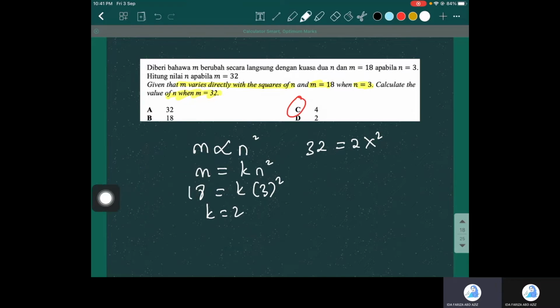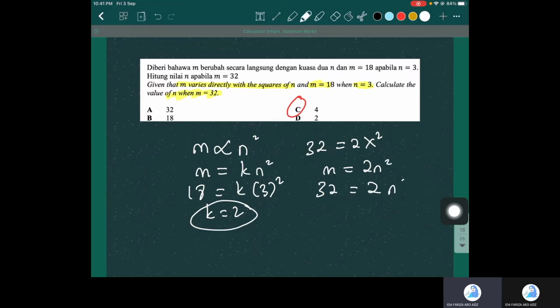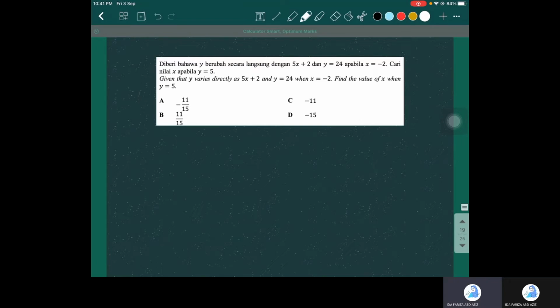Okay, sekarang dia bagi nilai baru. Okay, kan kita dah tahu m equals 2n square sebenarnya. Daripada sini kita tahu m equals 2n square. So, dia nak 32. So, 32 equals 2n square. Okay, n square dalam kalkulator tak boleh letak n square, kita letak x square. So, masukkan je dalam x square. So, dapatlah by calculator x equals 4. So, the answer is C, 4. Okay, lagi soalan variation lagi.